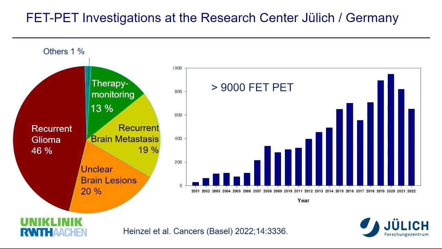The high clinical relevance of the method is also reflected by the number of referrals for FET PET in our department. In the last 10 years, there has been a significant increase of up to 800 examinations per year. The most frequent indication is the diagnosis of recurrent gliomas, followed by the differentiation of newly diagnosed unclear brain lesions, the diagnosis of recurrent brain metastases, and therapy monitoring.